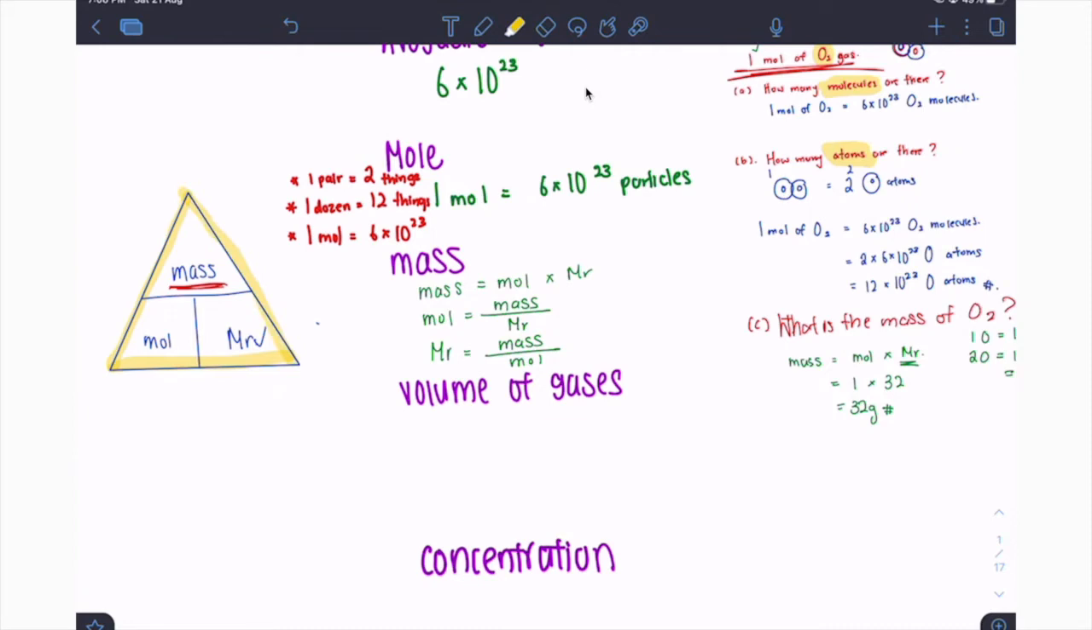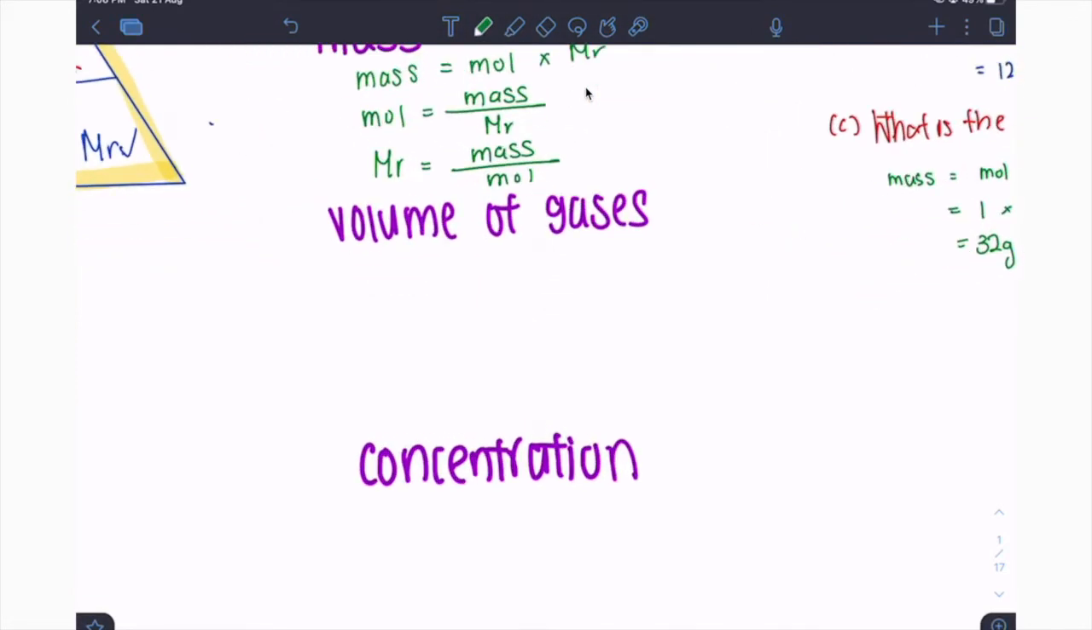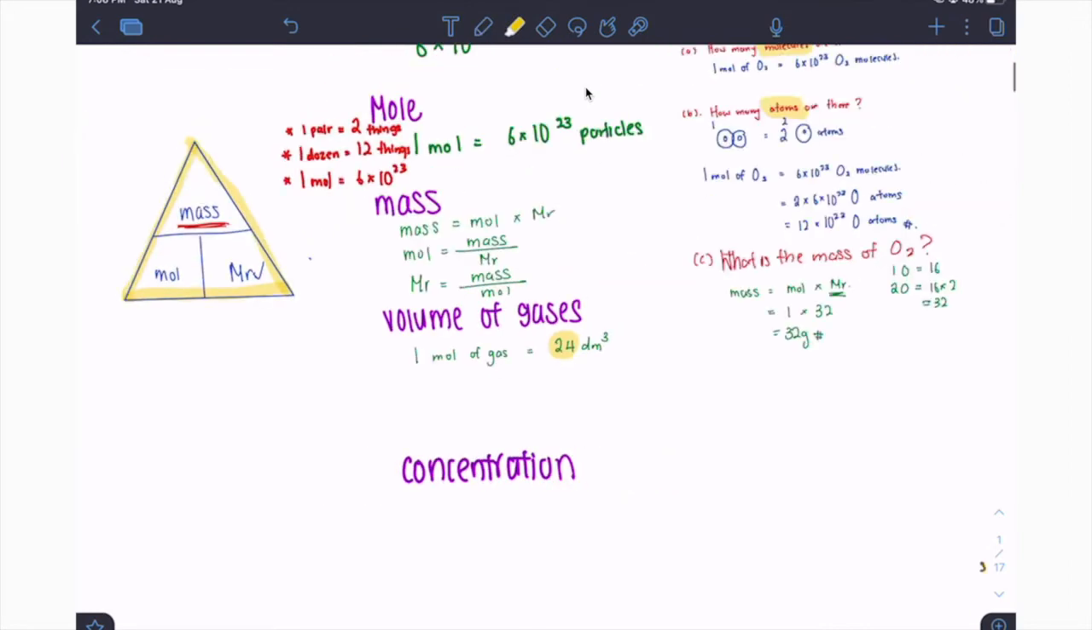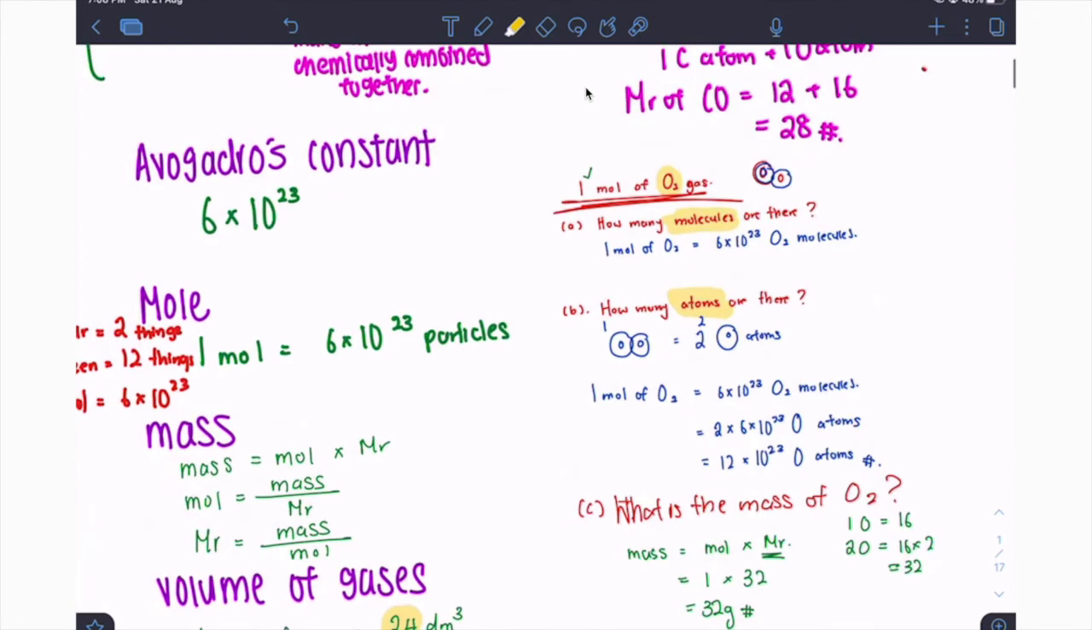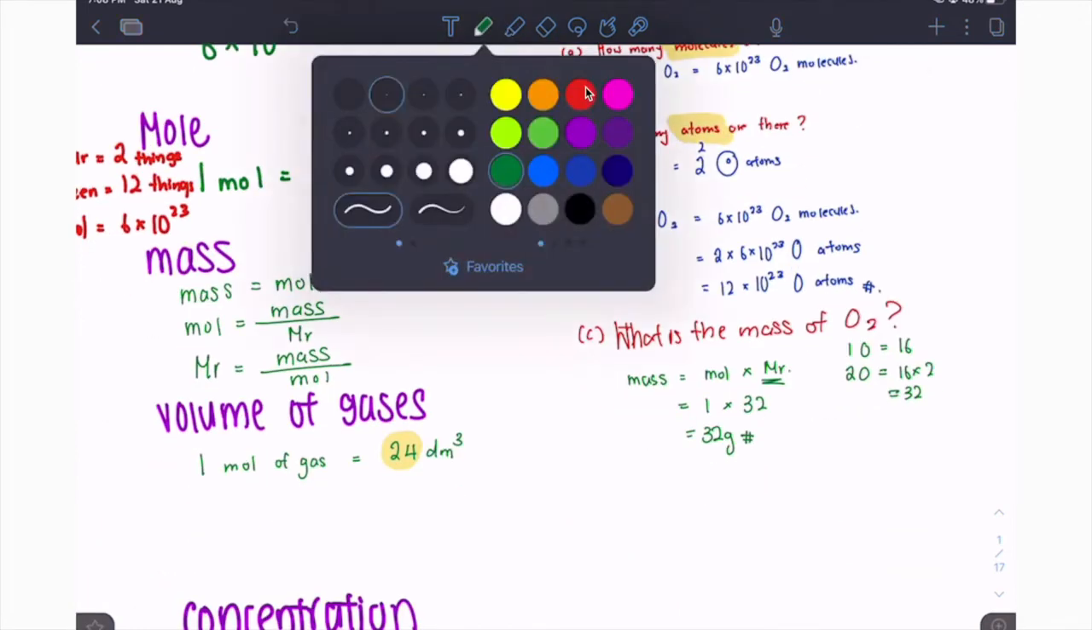Alright. And the last lesson, we also went on to talk about the volume of gas. And this one, you just have to memorize the magic number over here. 1 mole of any gas, be it oxygen, be it carbon monoxide, be it ammonia, is always going to occupy 24 dm³. Alright, so if I continue with my question here, I say I have 1 mole of oxygen gas. I've already found the mass of this 1 mole of oxygen gas.